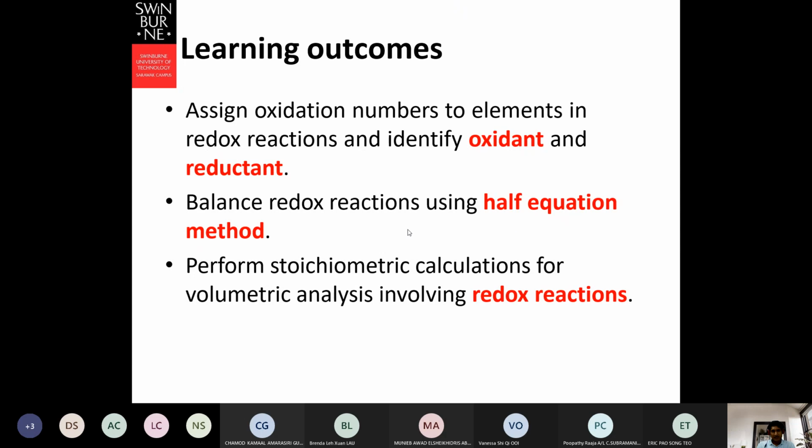And we will see how oxidation and reduction reactions are balanced through the half equation method. Half equation, I will talk about why we call it half equation. And also stoichiometric calculation based on this redox reaction.